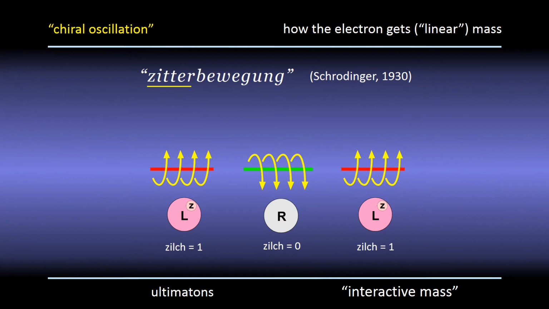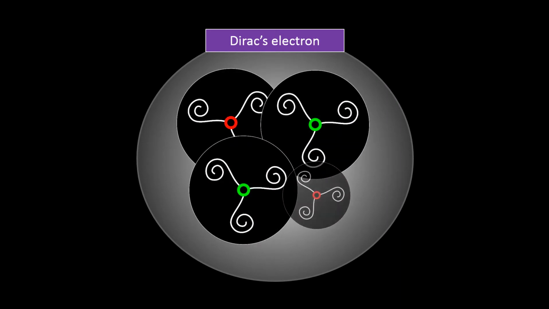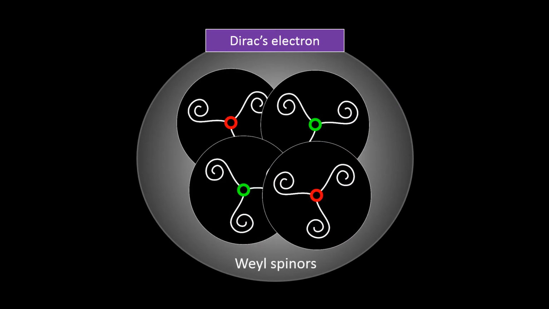But here's where it gets weird. Mathematically, for this left-right flipping to work, the electron needs a few moving parts. In the standard model, the so-called Dirac electron is actually a tangle of more primitive things, two pairs of virtual Weyl spinors. Dirac used these entangled spinors to help define those left and right-hand states. Mathematically, it's these internal parts that interact with zilch.